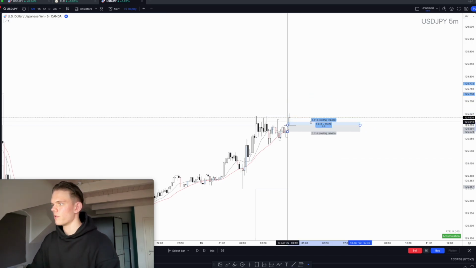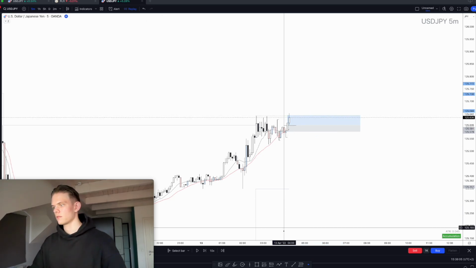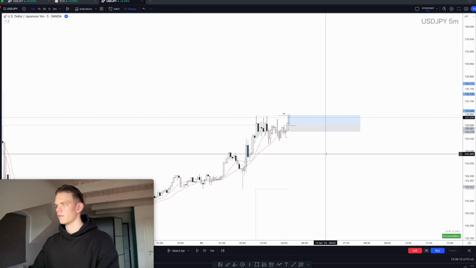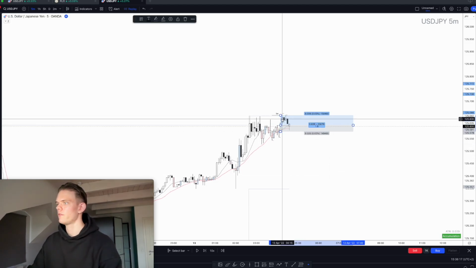Wait for 0.5, which is here. So that's definitely close above, but that is also a 1.5 reached, meaning we go break even at that point. Break even, perfect.